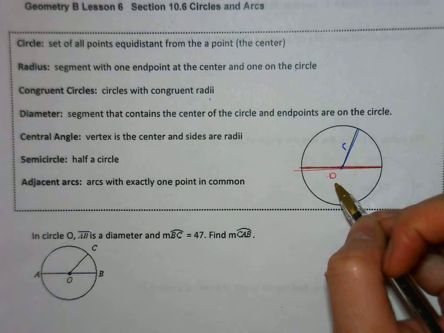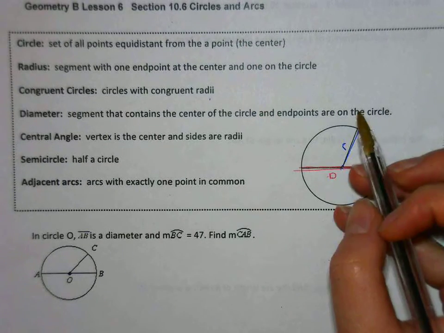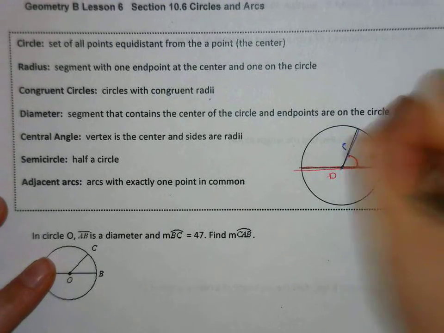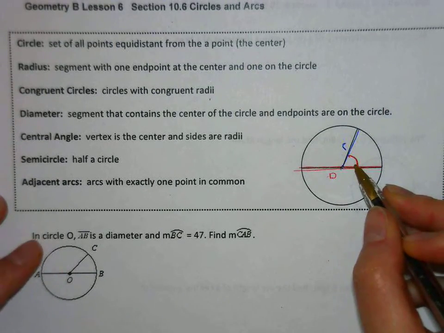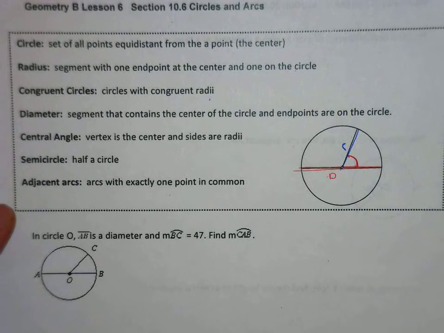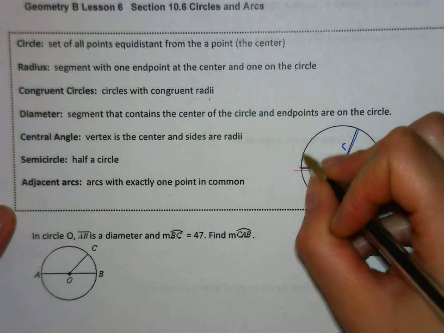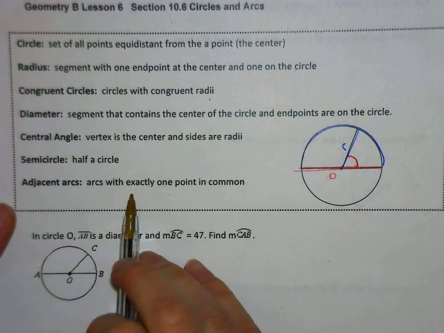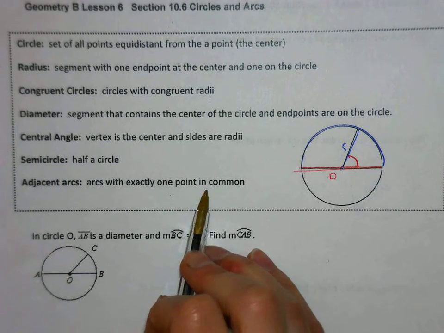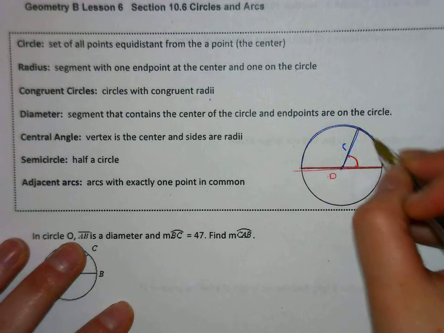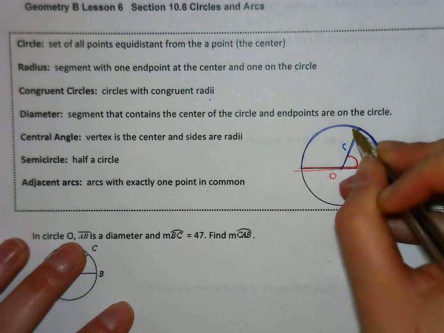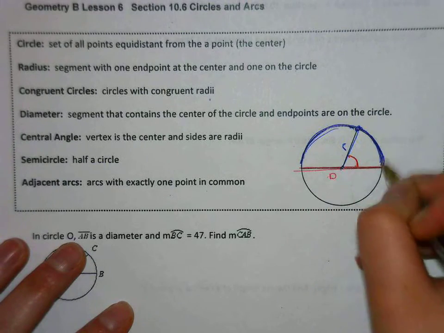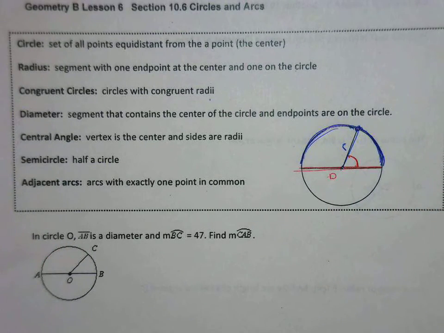A central angle has its vertex at the center, and the radii are the sides. So in here, this would be an example of a central angle. A semicircle is half of a circle. So here's our semicircle. And adjacent arcs are arcs with exactly one point in common. So if we have our arc here and this arc, they share this point. So these are adjacent arcs because they have that point in common.